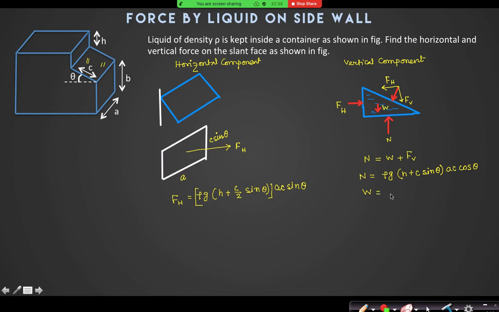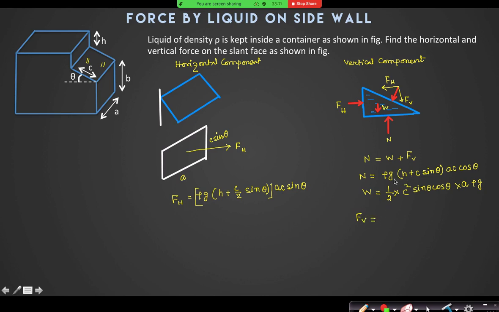So weight will be half into the area of this triangular section, which is half into C sin theta into C cos theta, multiplied by A, the length, since area into length is volume, and into rho g. So I think we have calculated Fv from here only.